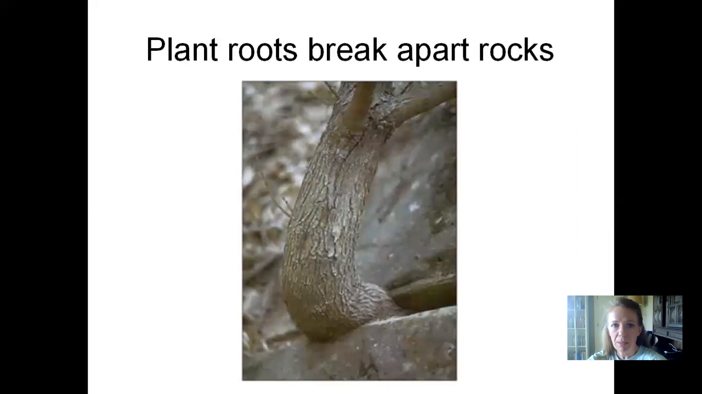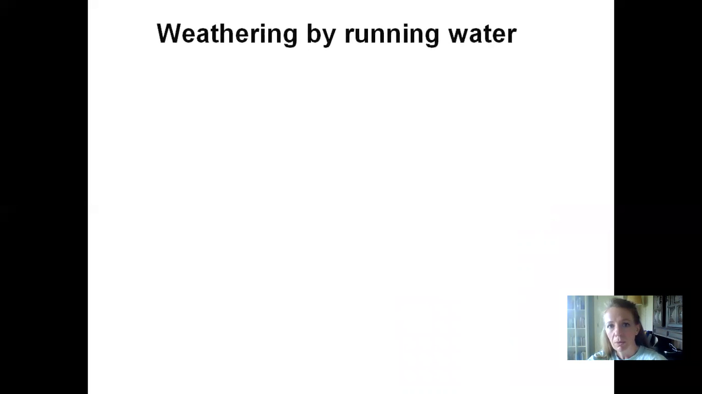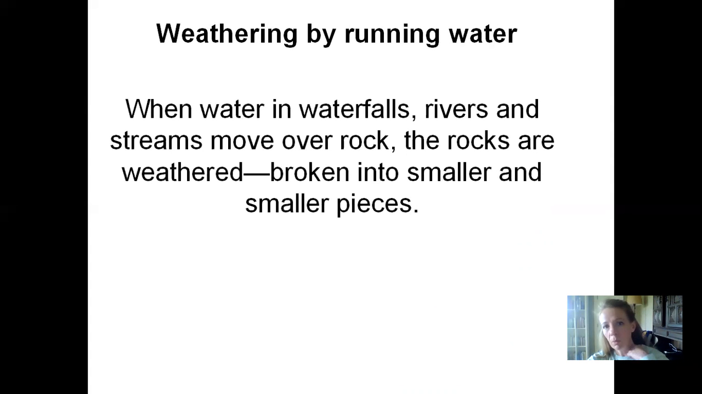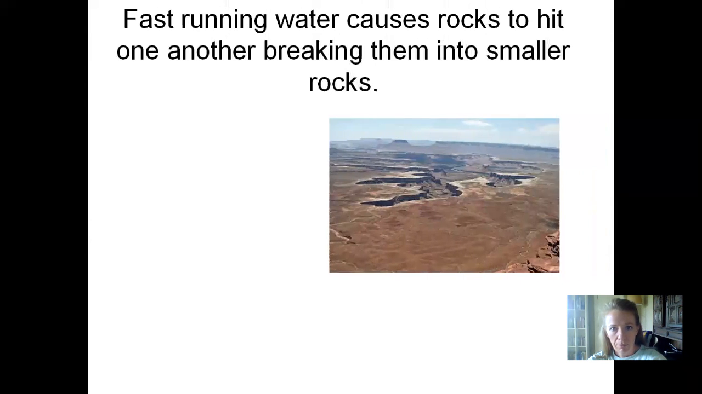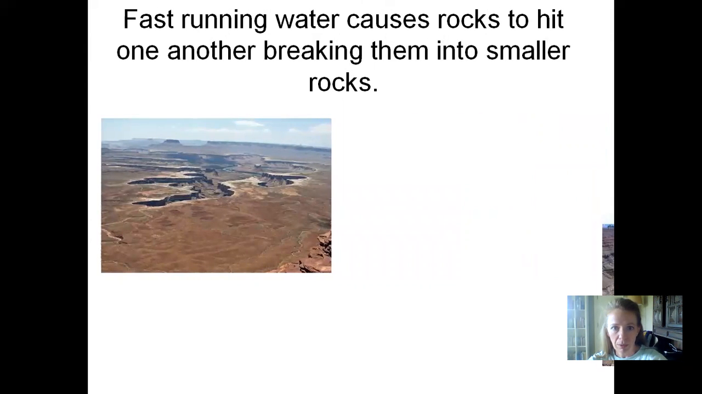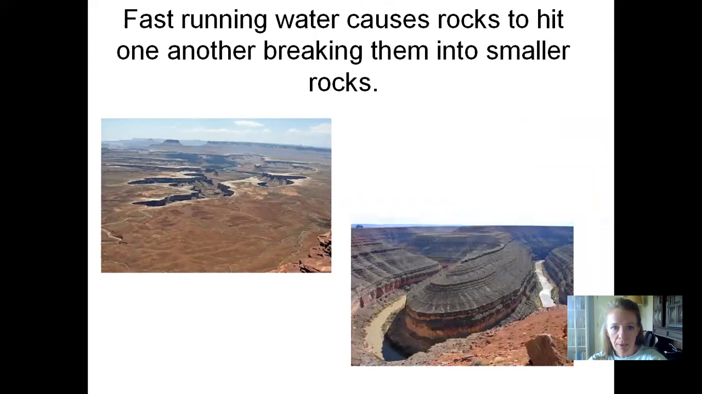Plant roots is another example that can cause weathering. When they squeeze in between the rock right there, as the tree grows, the rock separates from itself. Weathering caused by running water: when water in waterfalls, rivers, or streams moves over the rocks, they are weathered, which again means broken into smaller pieces. Fast running water causes rocks to hit one another. Here you have some canyons. The Grand Canyon is another example of this. It's fast moving water that causes rocks to hit each other and break apart.